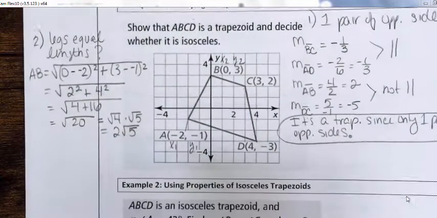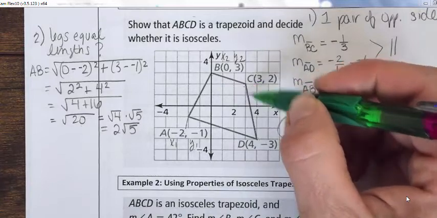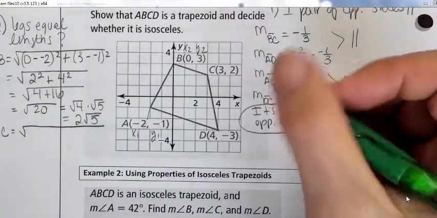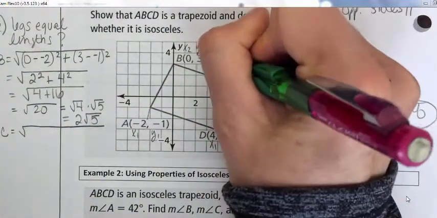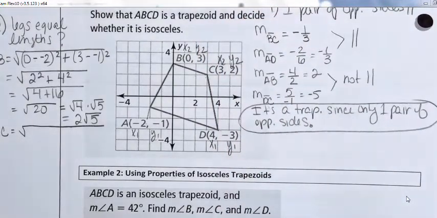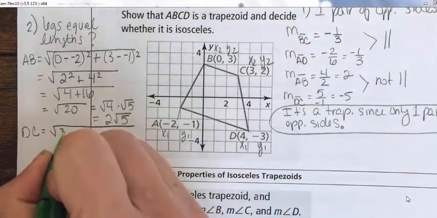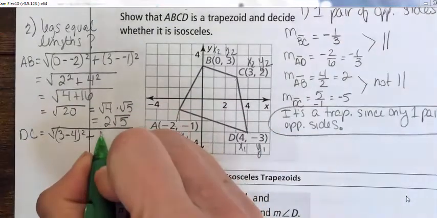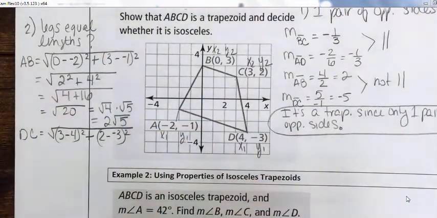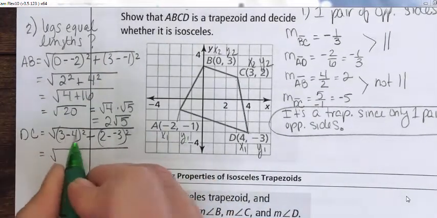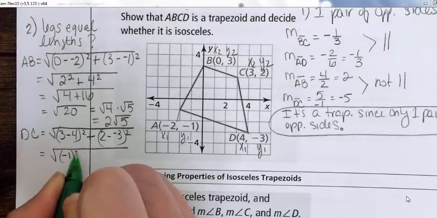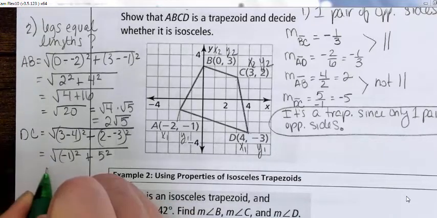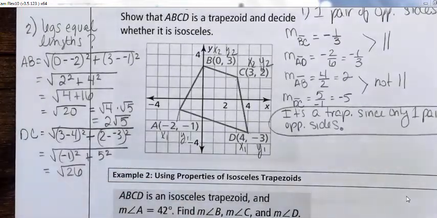Okay, now let's do the other leg. So the other leg is, how about I'll go DC. So same thing, why don't I call this x1, y1, and this one x2, y2. Take the difference in the x's, so that's 3 minus 4, and square that. And then 2 minus negative 3, and square that. So I get negative 1 squared plus, and then this is really 5 squared, right? So that's 1 plus 25, or the square root of 26, and that can't be simplified.